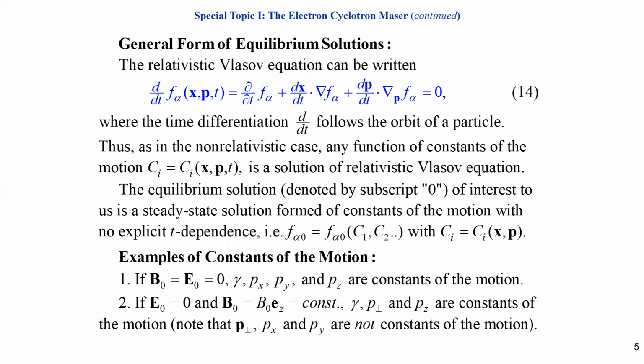So the general form of the equilibrium solution is here. That's the general form of the relativistic Vlasov equation. The same here, okay? So the general form, where the time differentiation d/dt follows the orbit of a particle. Thus, as in the relativistic case, any function of constants of motion, independent of time, is a solution of the relativistic Vlasov equations. The equilibrium solution, denoted by subscript 0, of interest to us is a steady state solution, a function of constants of motion.